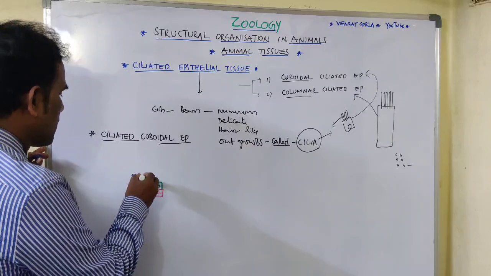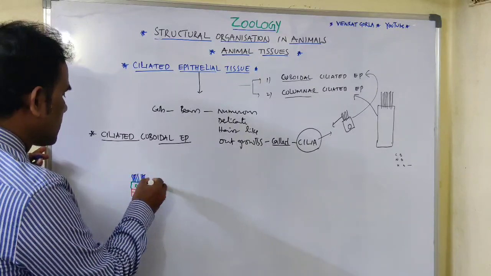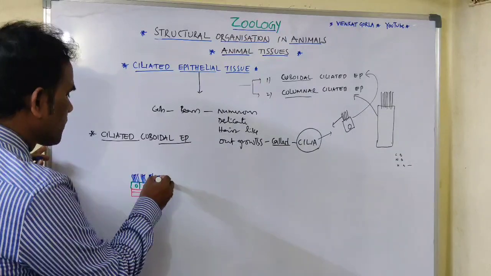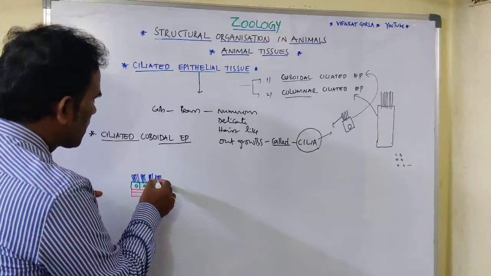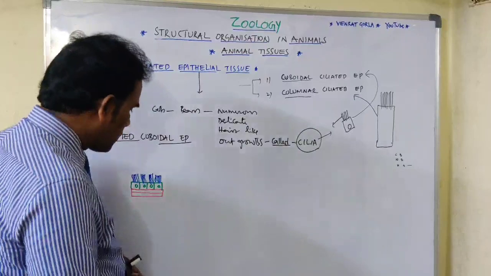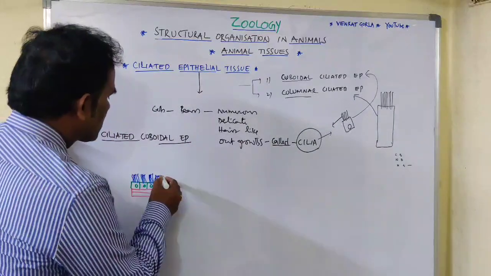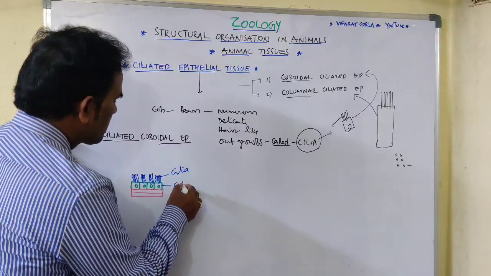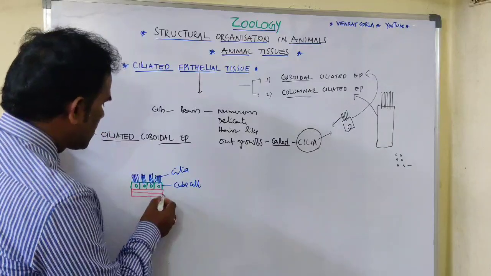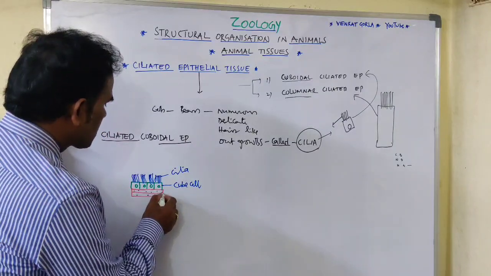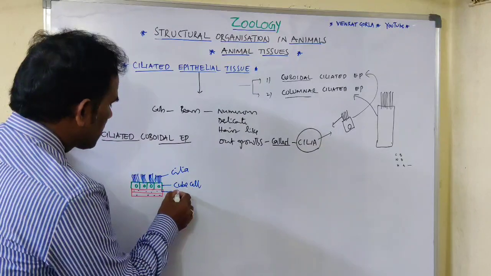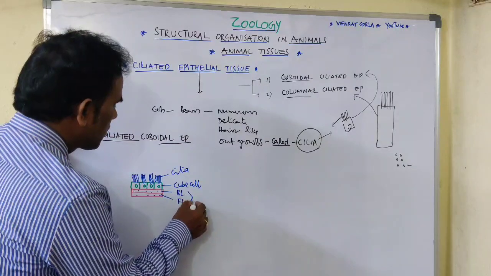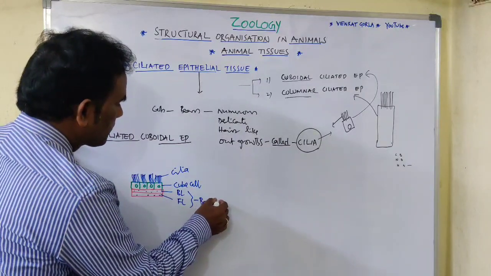The number of cilia varies, from one to numerous. Some cells have one cilium, some have more. This is the cilia, and this is a cube-shaped cell, so it is called cuboidal epithelium. This is the basement membrane: the basal lamina and the fibrous lamina together are called the basement membrane.